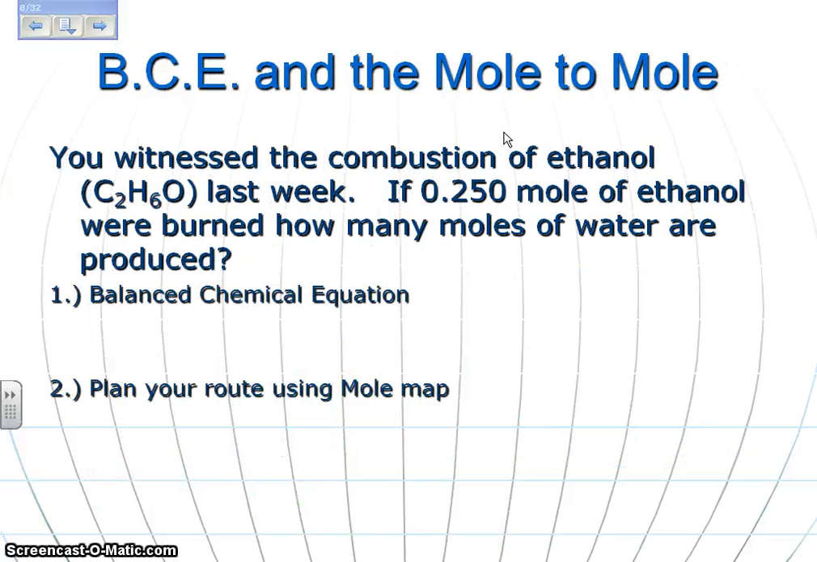Before break, you witnessed the combustion of ethanol. If 0.250 moles of ethanol were burned, how many moles of water are produced? The first thing we're going to need is a balanced chemical equation. So the formula for ethanol is that. It's a combustion reaction, so it reacts with oxygen.